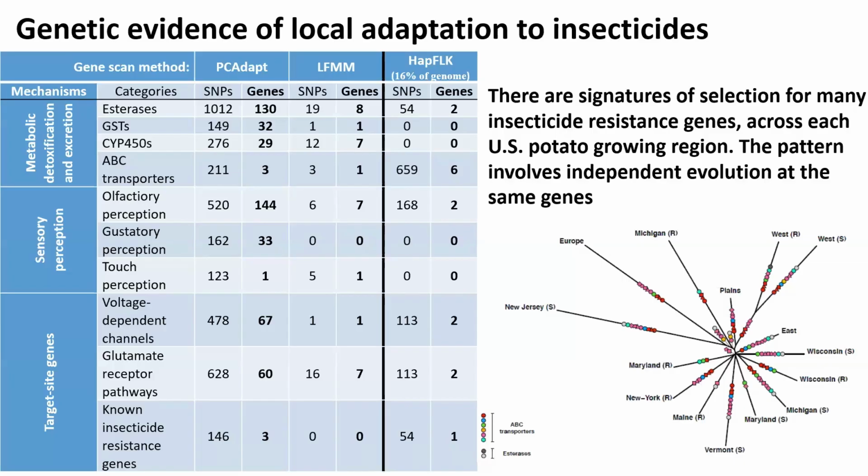So some of that chart is breaking it out into different categories, like some of the target sites, as well as metabolic resistance. This picture shows you the ABC transporters and the numbers of mutational events in each population involving different ABC transporters. And you can just see that there's this wealth of signatures of selection.